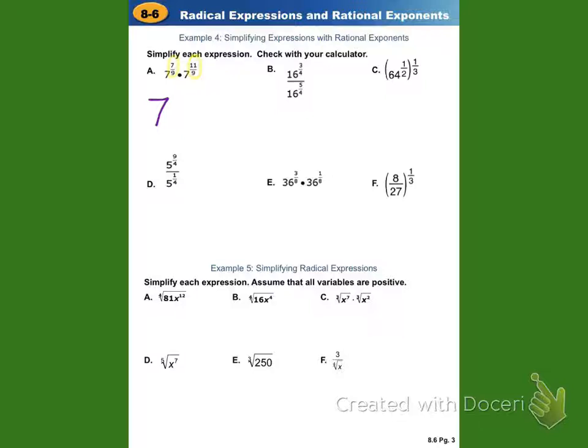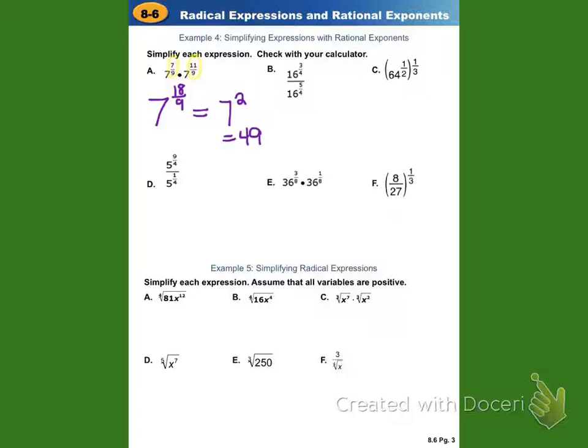Well, if we add fractions, we need a common denominator, which they have, and then we add the numerators. So if we add the numerators 7 and 11, we get 18, and that's 18/9. Well, that's the same as just saying 7 squared, or 49.